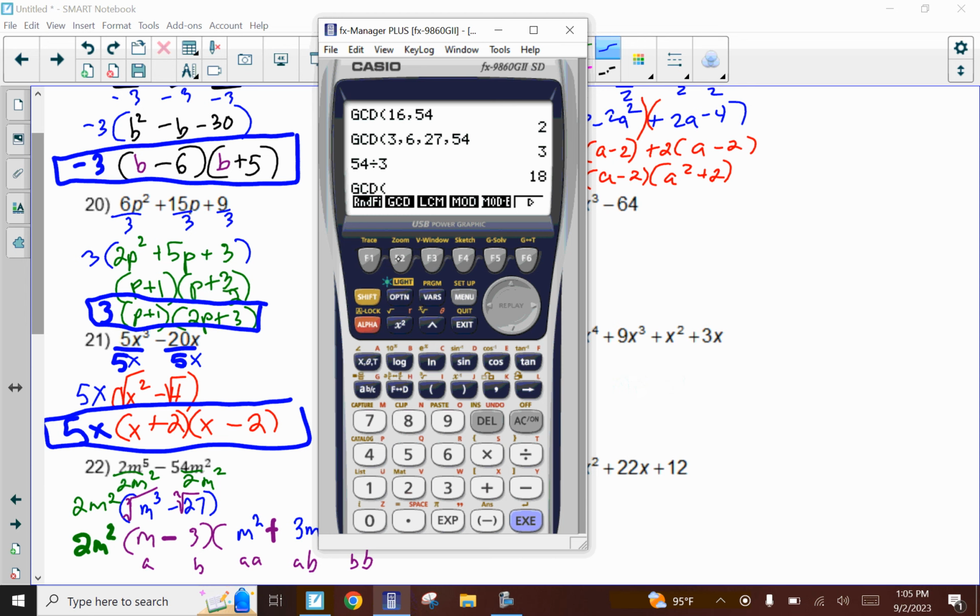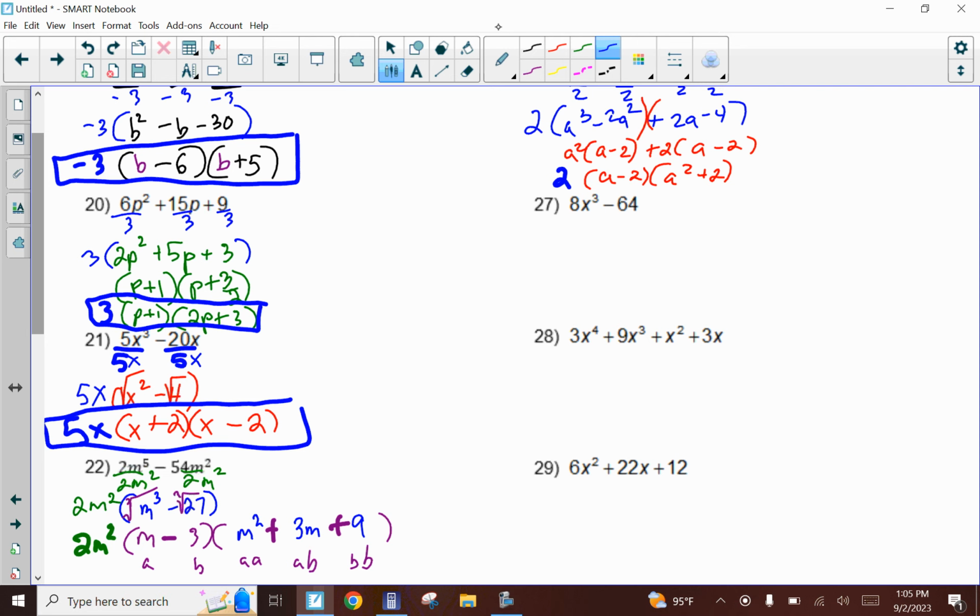Okay, next one has a GCF. The GCF between 8 and 64 is going to be 8. So we're going to take out the 8. Once we take out the 8, you're going to see this has an x cubed on it. And so this is going to be the cubes pattern.